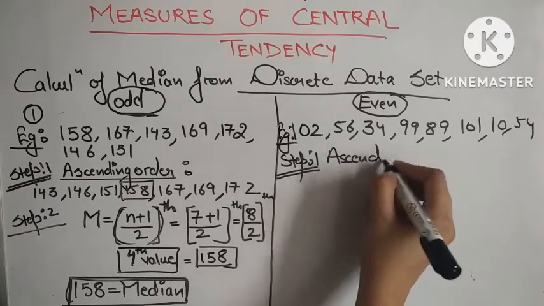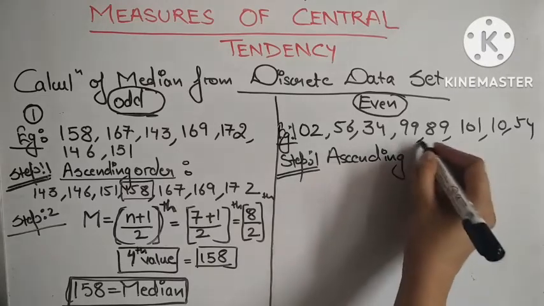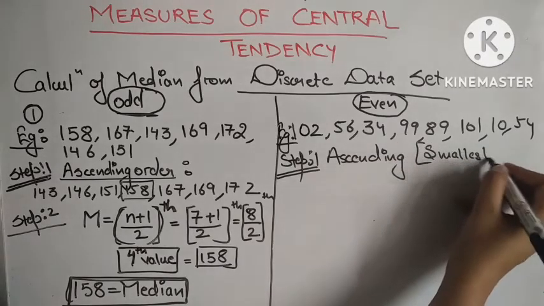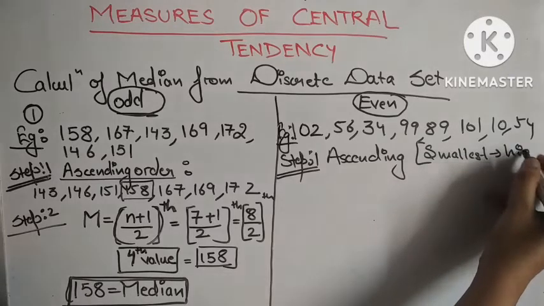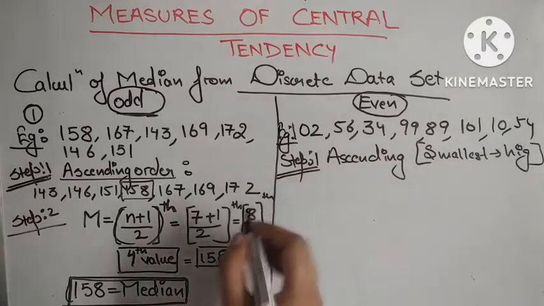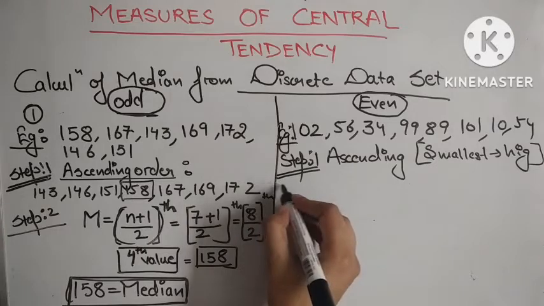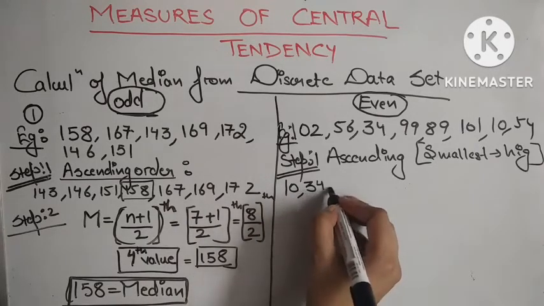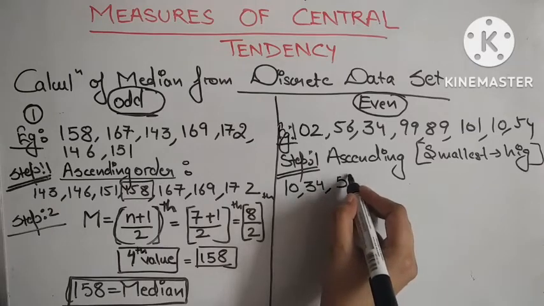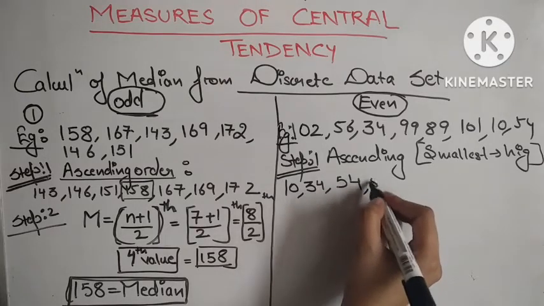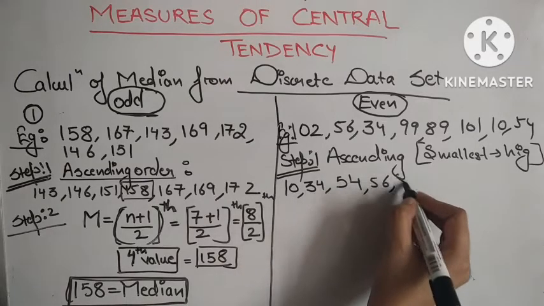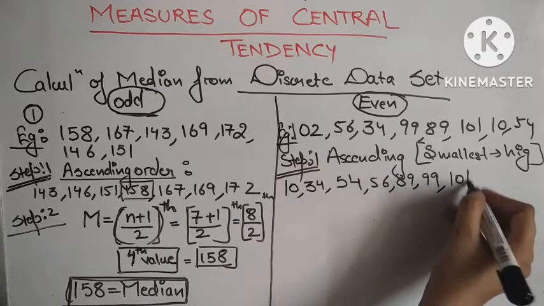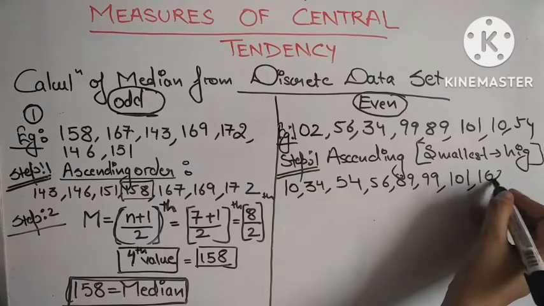I hope you all know the meaning of ascending, that is from the smallest to the highest. After that, let us just arrange it. So 10 I can see, then 34, then 54, then 56, then 89, then 99, then 101 and then 102.